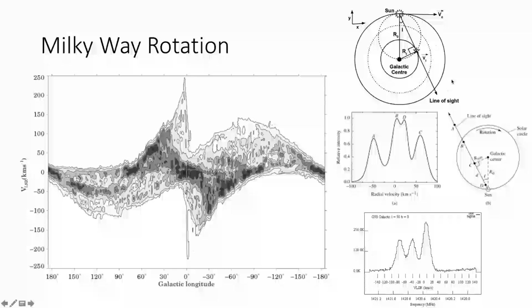And so this is now an upside down version of that. So we're going to go this way. If you observe gas clouds at different places along a given line of sight, you're going to see clumps that have different recessional velocities just because of this rotation, right? So you see all these different clumps. So this is some real data of that.